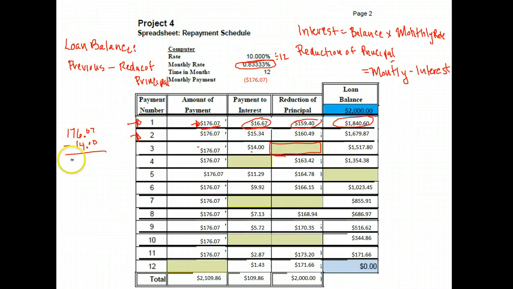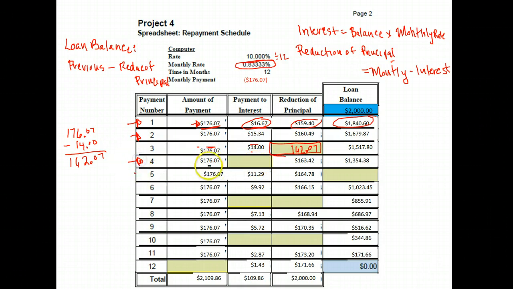Okay, so when we do that, we get $162.07. So that is what would go here. So again, if you're missing the blank reduction of principal, you take the amount of your payment minus the payment to interest. Okay.